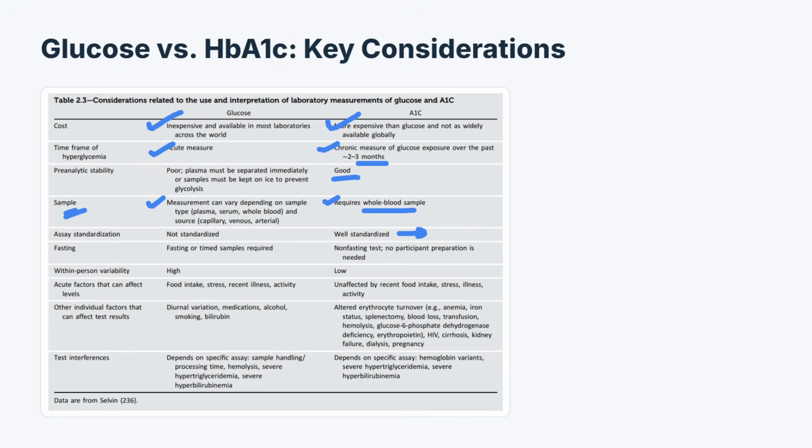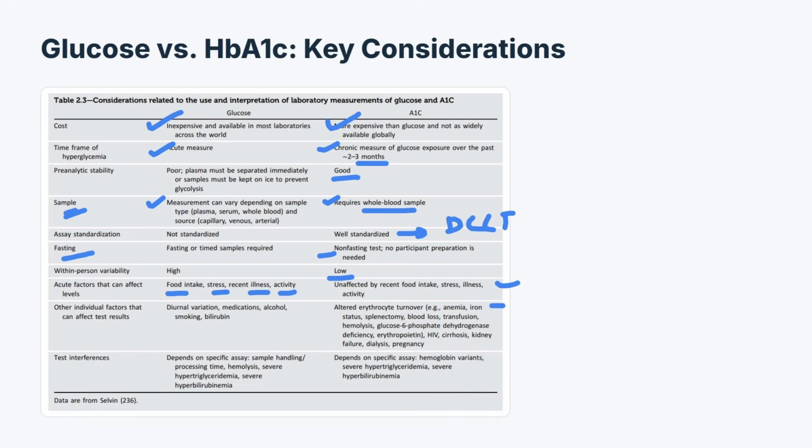HbA1c assay is well standardized using a DCCT protocol. Fasting is not required for HbA1c. Within-person variability is low for HbA1c, but there can be some factors which can affect both glucose as well as HbA1c. So plasma glucose levels can be affected by food intake, stress, recent illness or activity, while it is not affected by these factors if we talk about HbA1c.